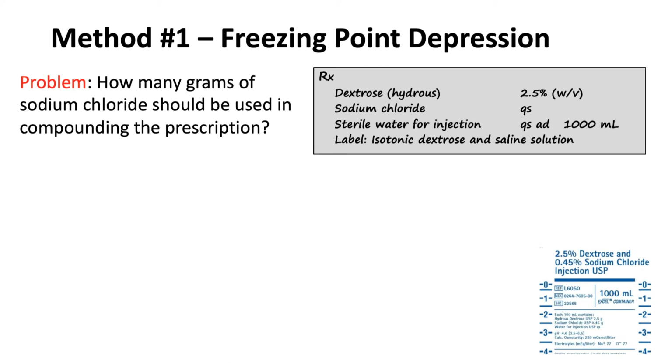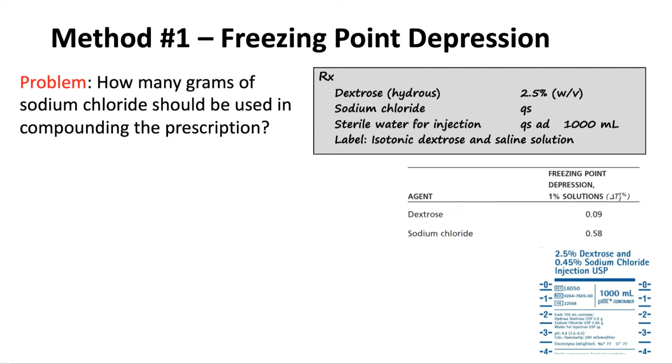1,000 milliliters. So this 1,000 milliliters needs to be isotonic, but part of that contribution of the isotonicity will be from the 2.5% concentration of dextrose. All right, and we're going to first accomplish this by using the freezing point depression method. So the first thing we would need to know would be the reduction in freezing point caused by our ingredients, and our two ingredients are dextrose and sodium chloride. So we would go back to our reference source and look for the delta TF 1% values.